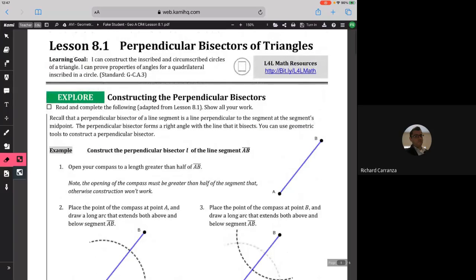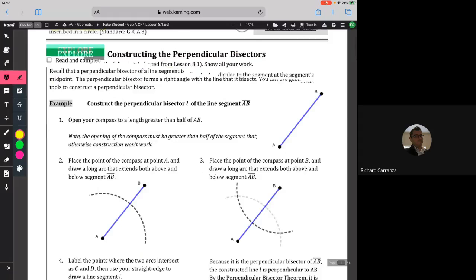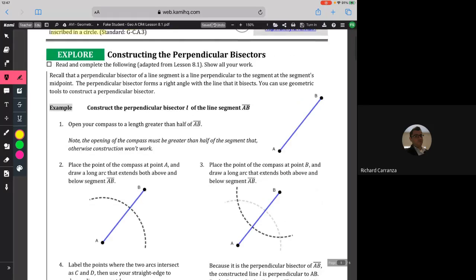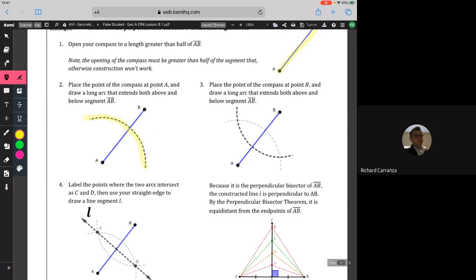So in this lesson, we're going to be learning lesson 8.1, perpendicular bisectors of triangles. The learning goal is that you could construct inscribed and circumscribed circles of a triangle, and prove properties of angles of quadrilaterals inside a circle. Usually you would do this in class. You would construct a segment and call it AB. And with a compass, you would create a half circle. So they guide you with the construction of a perpendicular bisector.